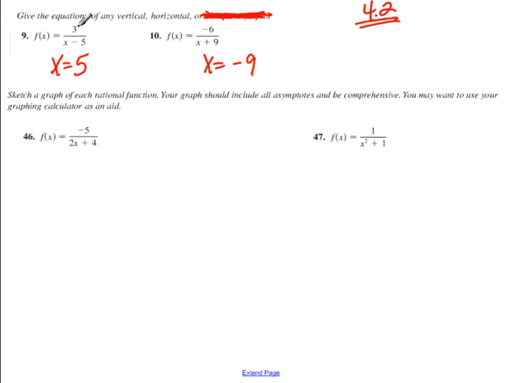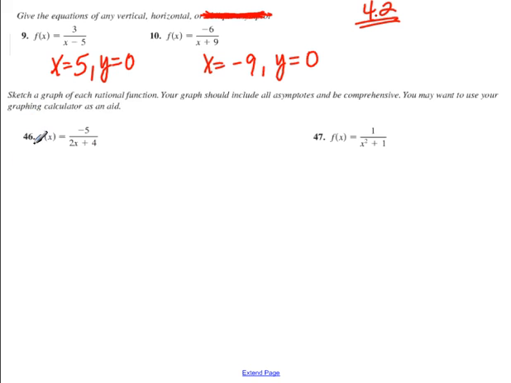And then these are just transformations of 1 over x, so the horizontal asymptote doesn't move when it's shifted right, so that's going to be y is equal to 0. Here it's shifted left 9 and reflected, but that still does not affect that horizontal asymptote. Okay.